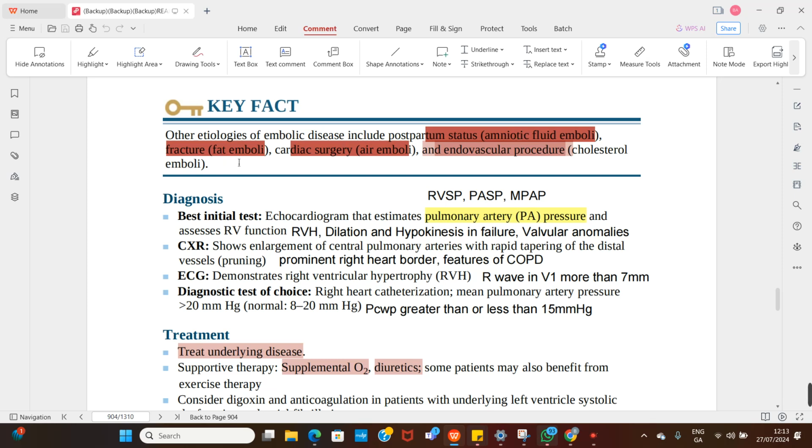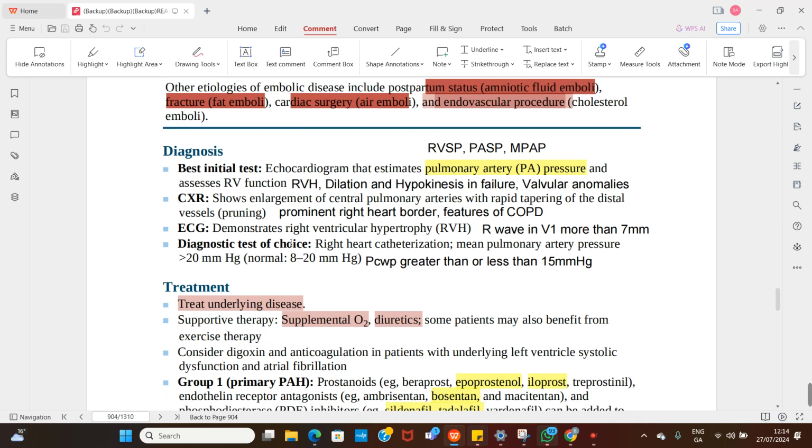The fat embolism: don't forget the fat embolism triad. The petechial rash, the dyspnea, the history of fracture, and the confusion from the neurological aspect. After cardiac surgery, they can also have air embolism, and after a vascular procedure, cholesterol embolism. For this cholesterol embolism, always watch out for mottled skin. They will tell you that the skin is kind of mottled. Think of maybe livedo reticularis and the likes. Have cholesterol embolism at the back of your mind.